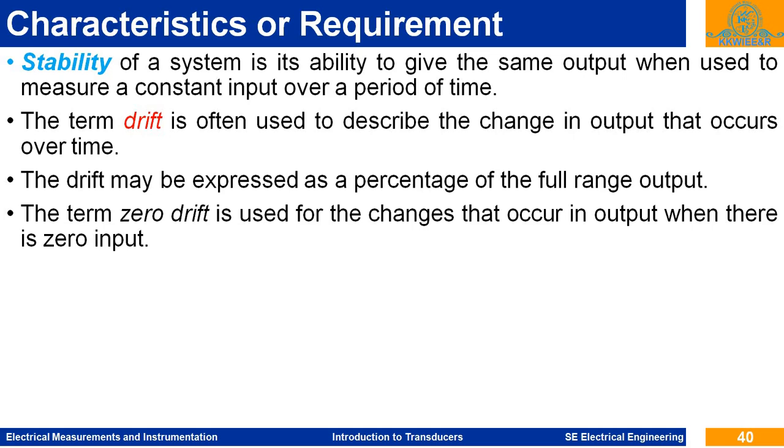So your physical quantity is constant, and your transducer must give the same constant, stable output, without any drift or change in the output electrical signal. The drift may be expressed as a percentage of full range output. The term zero drift is used for the changes that occur in the output when there is a zero input. If there is zero input and still we are getting some output, that is called zero drift.